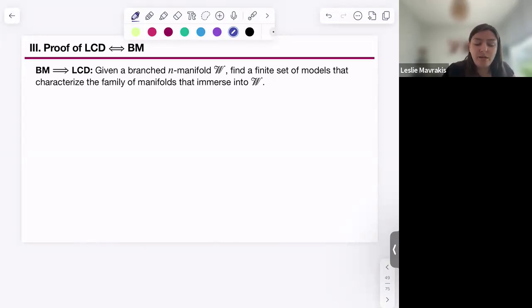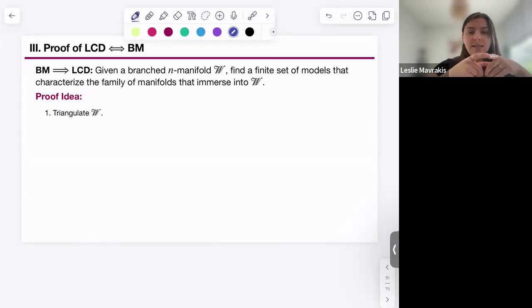If you're given a branched manifold and you want to find the set of models that characterize that, this is the easier direction. Why? Well, you first triangulate your branched manifold, and then you want to create your models. Maybe the first idea of what your set of models could be is, if I take some vertex and I take the smallest simplicial neighborhood of that vertex, maybe that has branching, right?